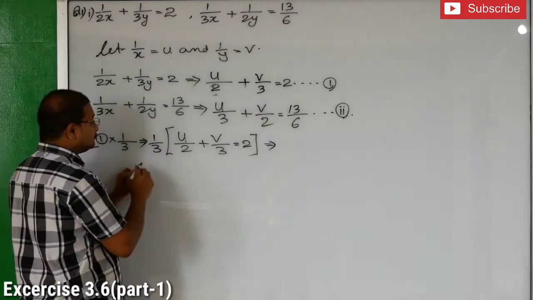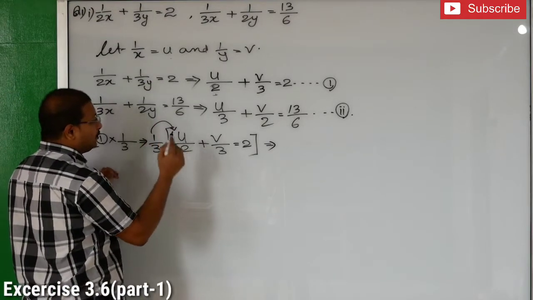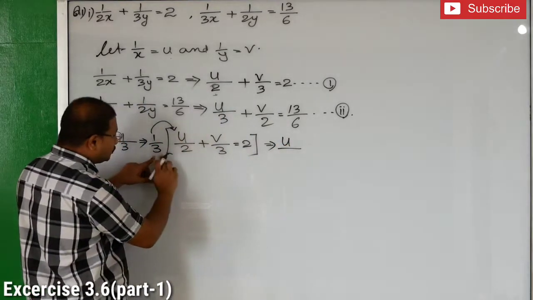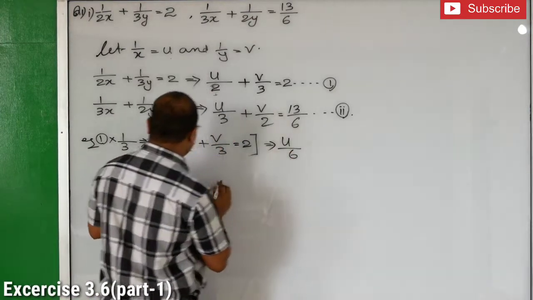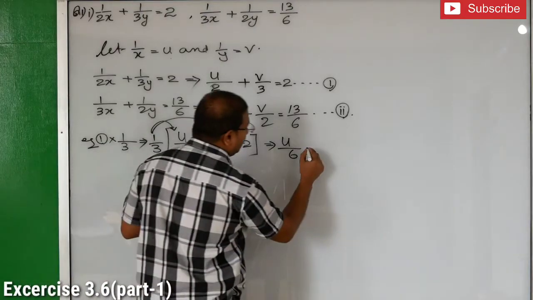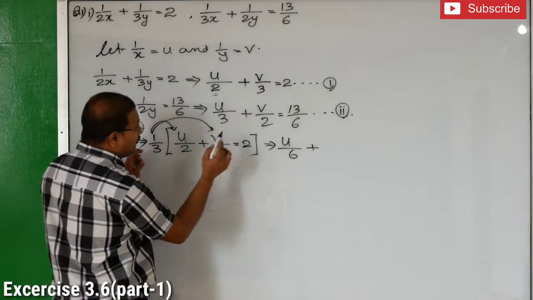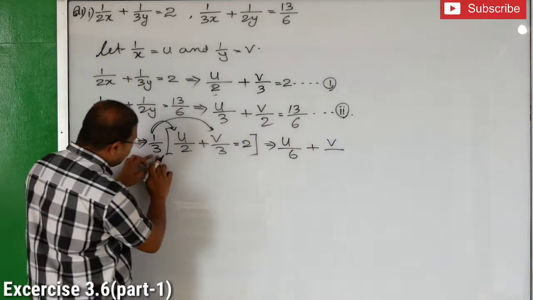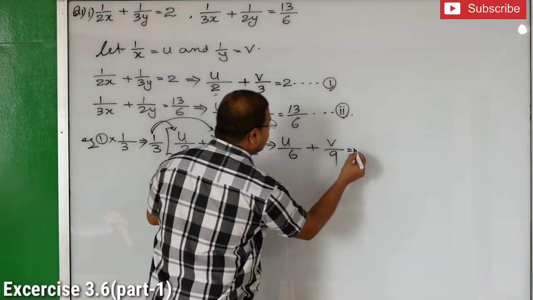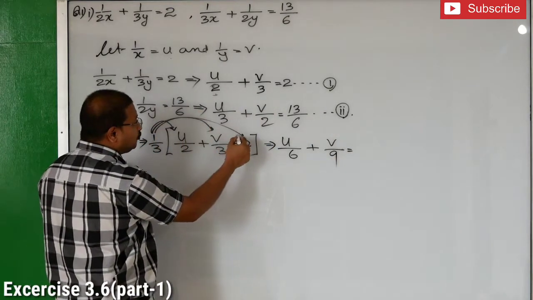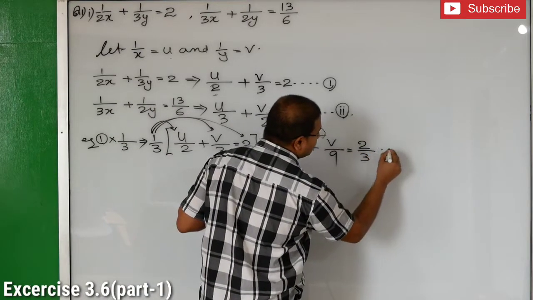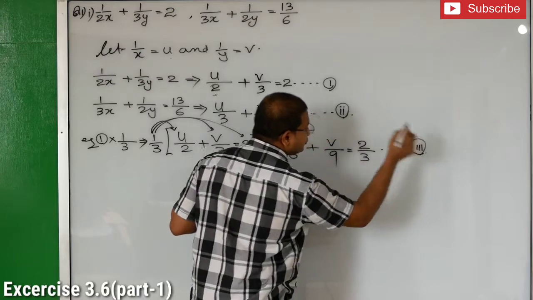This implies 1 by 3 into u by 2. What will you get? 1 into u divided by 3 into 2, 3 2s are 6. After that again 1 by 3 into v by 3. That means what will you get? Plus 1 into v, after that 3 into 3, 9. Ready? Equals, again 1 by 3 into 2, what will you get? 2 by 3. This is equation number 3.